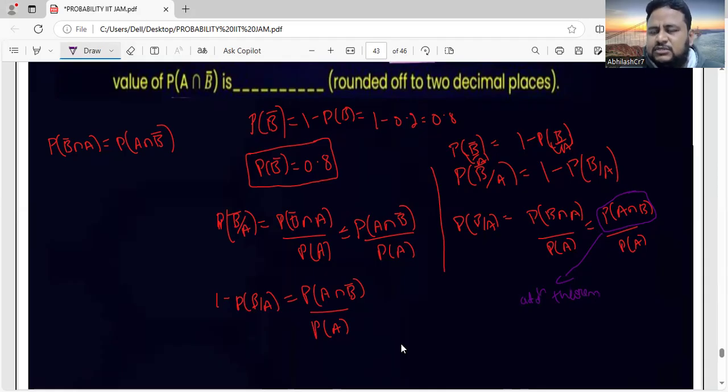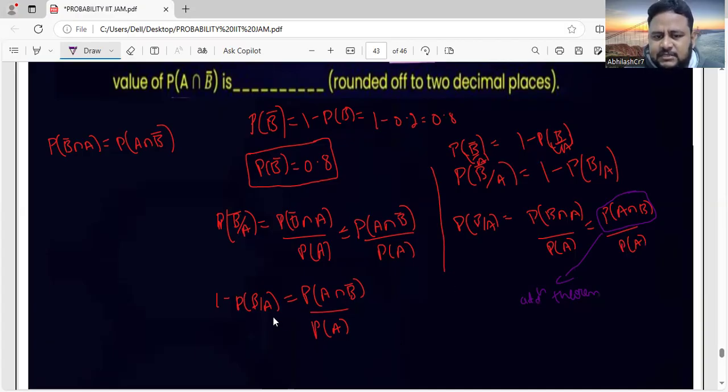And also we have to use conditional probability, that is, probability of B naught by A is equal to probability of A intersection B naught divided by probability of A. But probability of B naught by A can be written as 1 minus probability of B by A. This B naught can be written as 1 minus probability of B. Wherever B is there, I have divided by A. That's what I have done here.